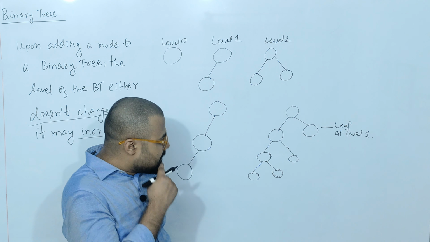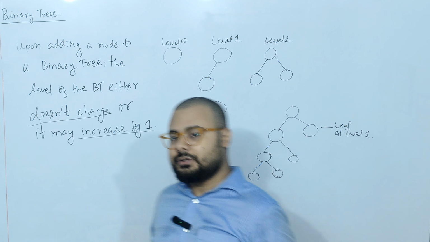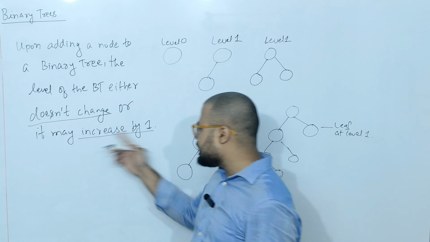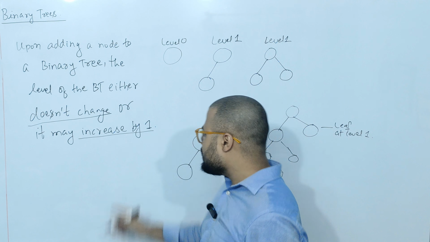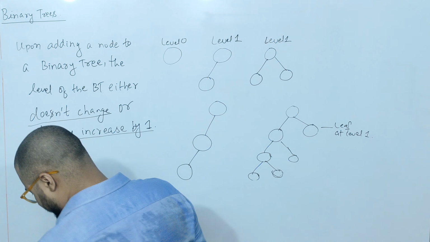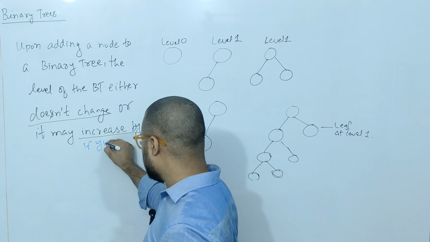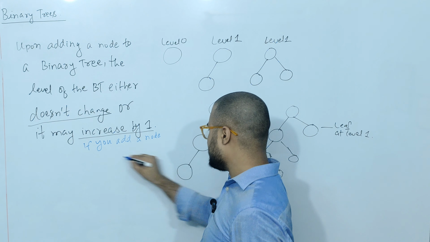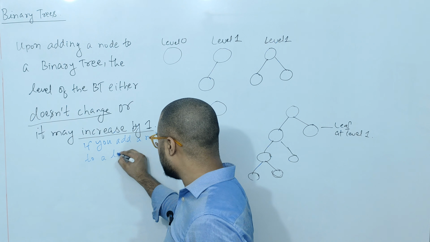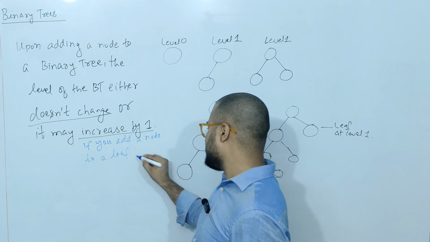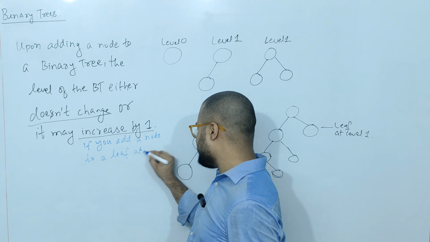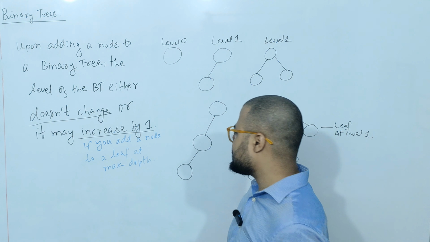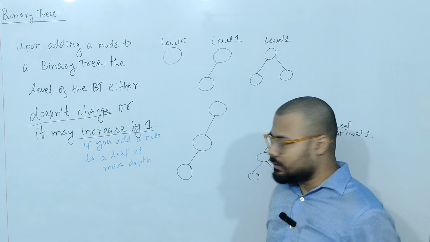Okay. So the thing is, upon adding a node, the height or level of the tree will increase by 1 when you add a node to a leaf at maximum depth. If you add a node to a leaf at maximum depth, then you will increase the level of the tree.